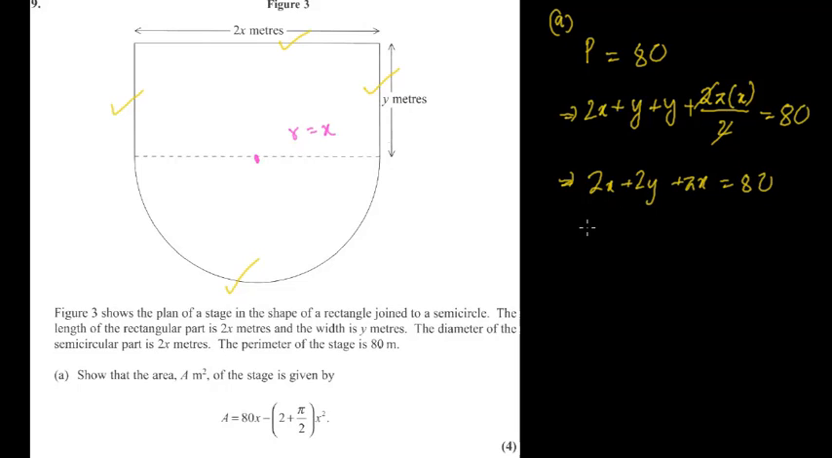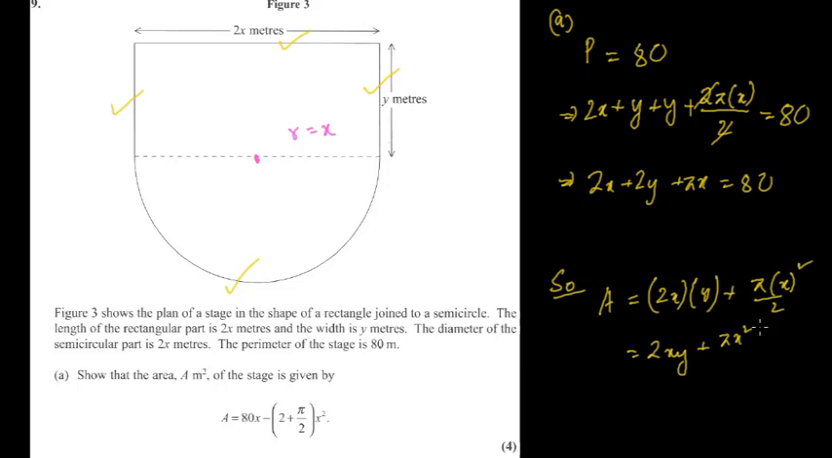Now what do we do with this information? We can just keep it this way. Maybe we'll be using it next. Next we have to show the area of this region. So we know area is the area of this rectangle, which is length times breadth, 2x times y, plus the area of the semicircle, half the circle, pi r squared, radius is x, squared by 2, so it would be 2xy plus pi x squared by 2. But you have to show this.